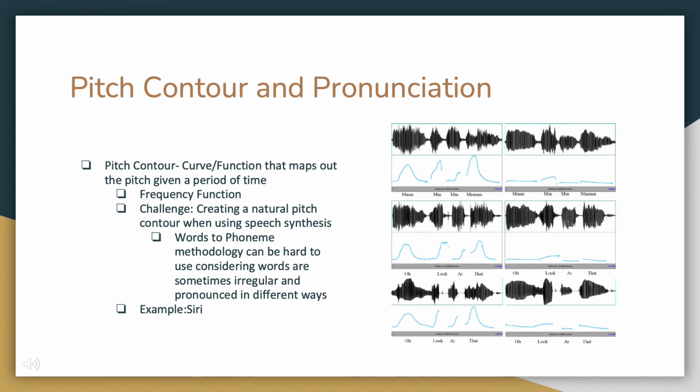An example of this issue is in Siri. Siri has a more robotic voice without too much pitch contour and can also pronounce things incorrectly.